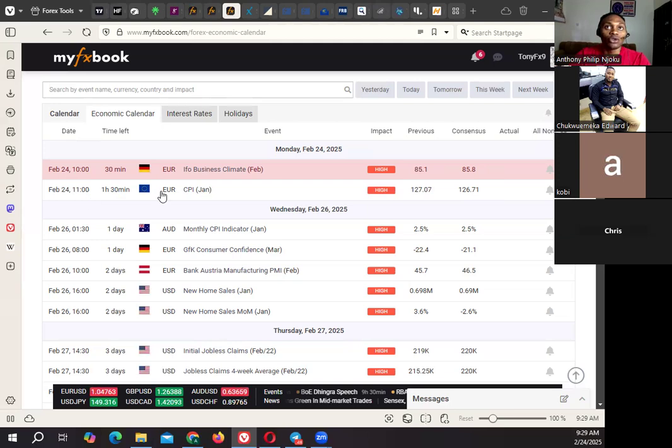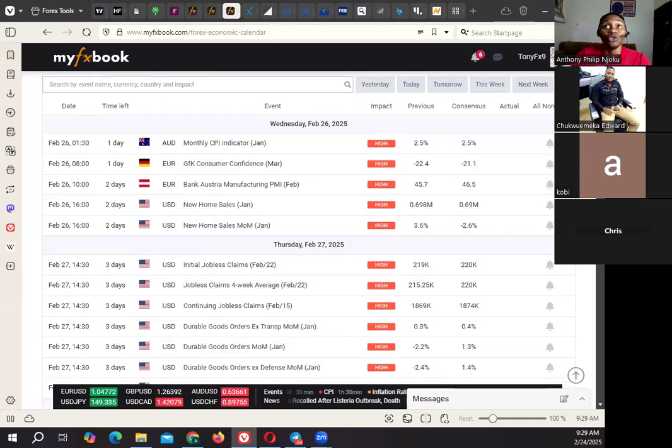Then by 11 o'clock today, we have CPI for the Eurozone, which is a high impact news. It has to do with inflation. A higher inflation makes the currency strong. A lower inflation makes the currency weak. The previous figure is 127.07. They're expecting it to be 126.71, which is bad if that is true. But by 11 o'clock, whatever figure we get, if it is higher than 126.71, it is going to be good for Euro. But if it is lower than 126.71, it is bad for Euro.